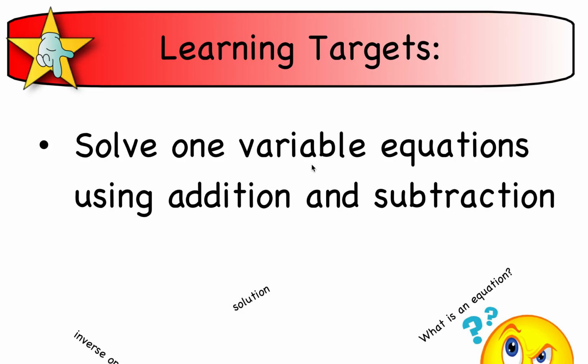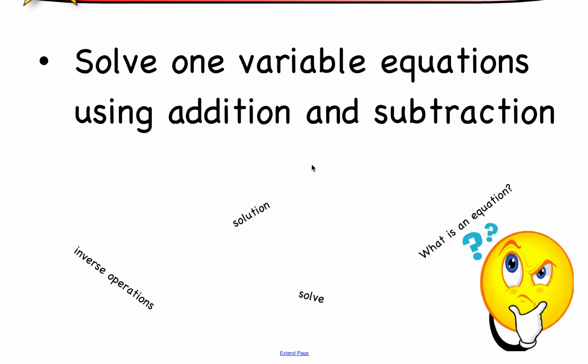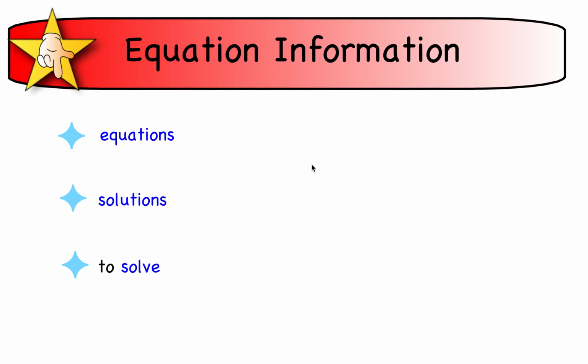So first off, let's talk about what kind of things we need to define first. In order to solve one variable equations using addition and subtraction, we need to know what an equation is. We need to know what a solution is, what it means to solve, and what these things called inverse operations are. So let's go ahead and get started.